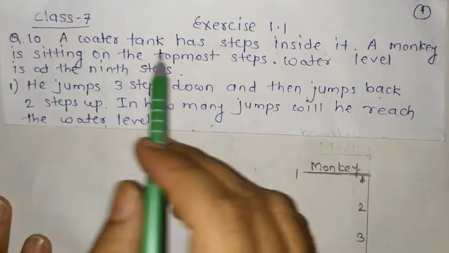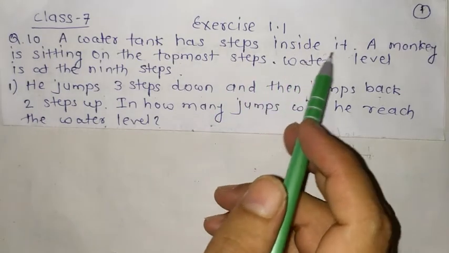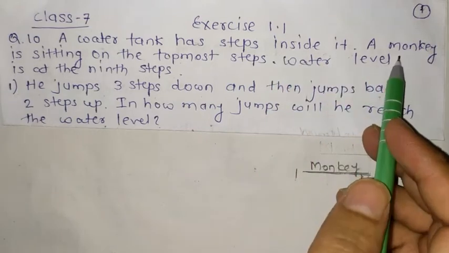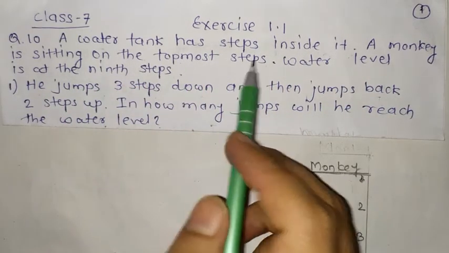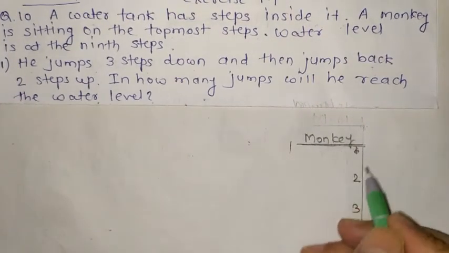Question number 10. A water tank has steps inside it, means for going into the water tank some steps are there. A monkey is sitting on the topmost step. It means the monkey is there at the topmost step. Here I have drawn the diagram.